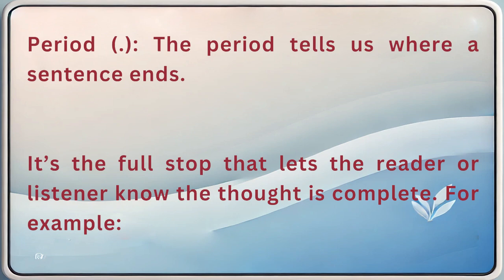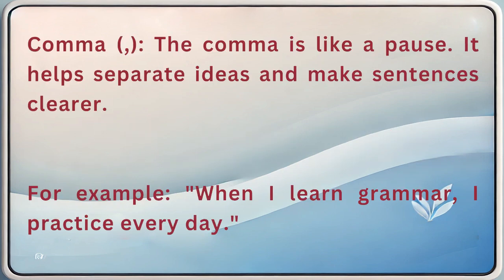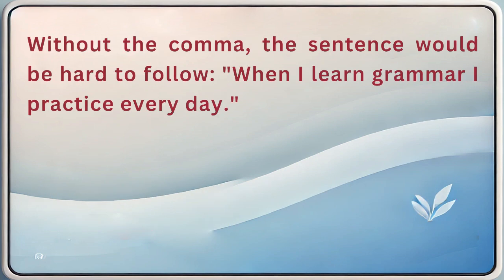Period. The period tells us where a sentence ends. It's the full stop that lets the reader or listener know the thought is complete. For example, I love learning English. Comma. The comma is like a pause. It helps separate ideas and make sentences clearer. For example, when I learn grammar, I practice every day. Without the comma, the sentence would be hard to follow. When I learn grammar I practice every day.